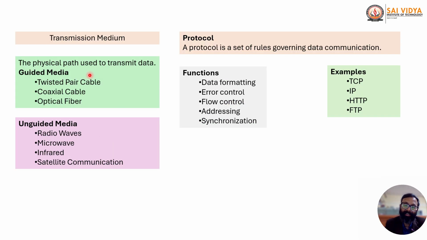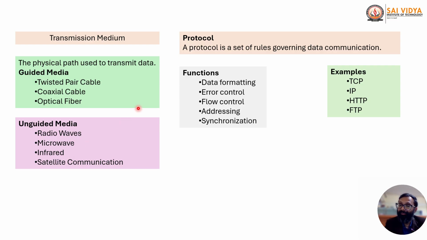How are the sender and receiver connected? Sender and receiver are connected via a medium. That medium may be a guided medium or an unguided medium. What is a guided medium? It is nothing but the twisted pair or coaxial cable or optical fiber, where a physical connection will be there. What is an unguided medium? Where we are going to use wireless, that is radio waves, microwave, infrared or satellite communication.